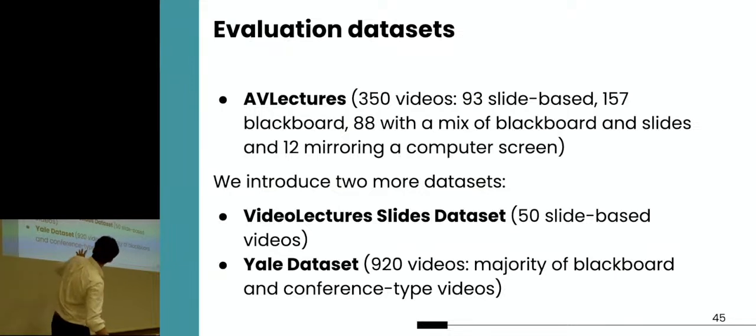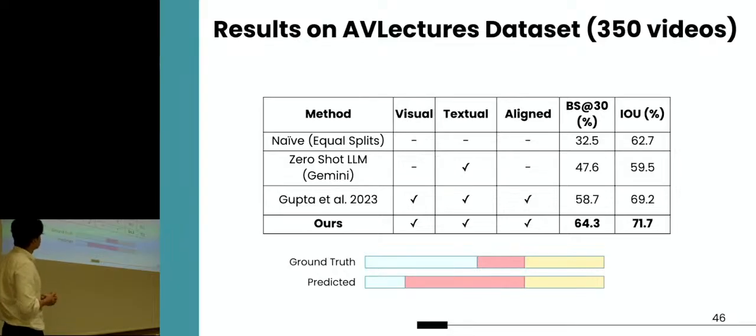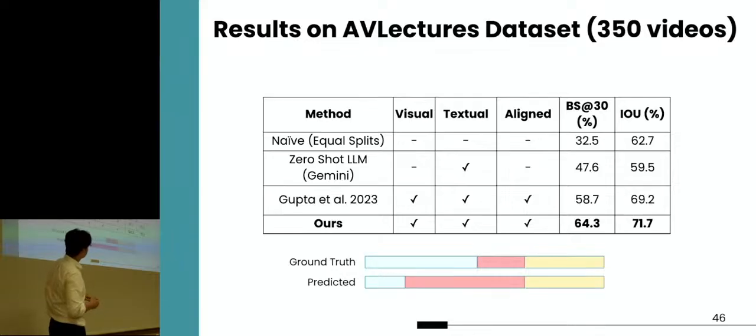And so now let's show the result on the AV Lectures dataset first. So here's our method. So we show that our method performs better than Gupta et al. And just a quick reminder of the metrics, because maybe you don't have information on the metrics. So the first one, BS at 30, means a boundary score at 30 seconds. So it means how well you predicted when your boundary is close to the ground truth at the 30 seconds tolerance. And then the RU is just how well your segment matches with the ground truth one.